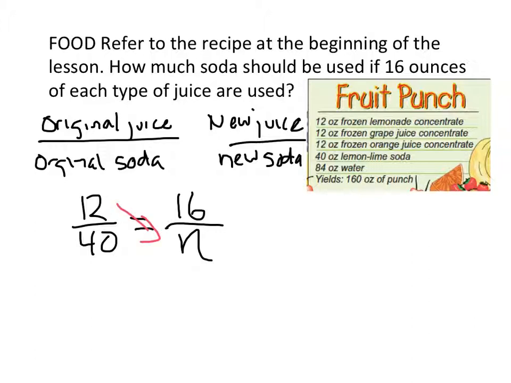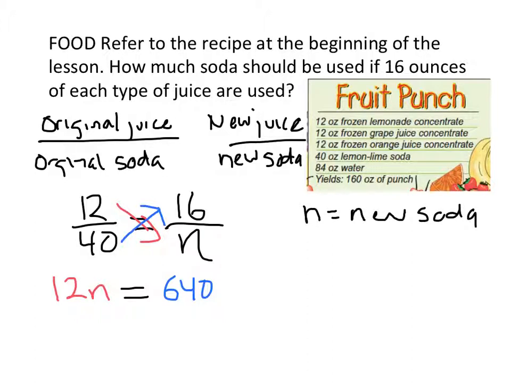And with all proportions, to solve them, I'm going to cross multiply. So in red, 12 times n is 12n. Then I'm going to continue on with my cross products. And I get 16 times 40, which is 640. And not to forget that they're equal to each other. Now I'm going to go ahead and isolate the n, which, if you don't remember, my n is what my new soda is.